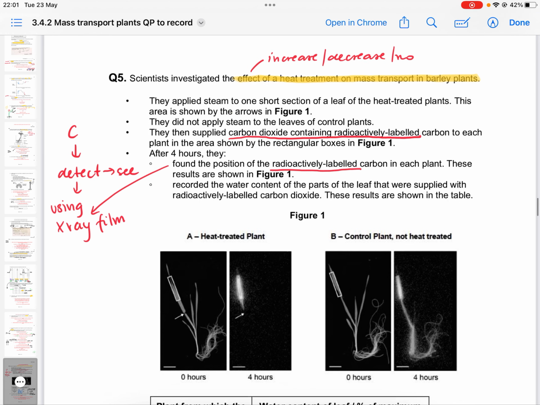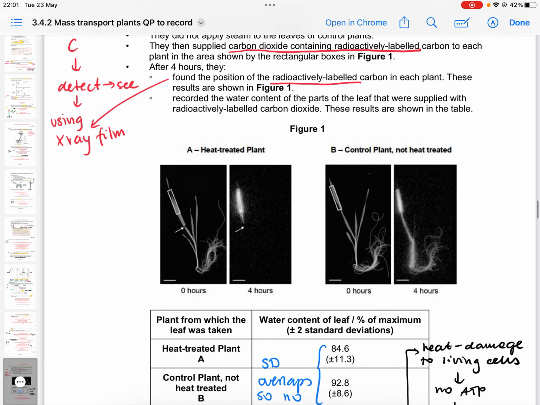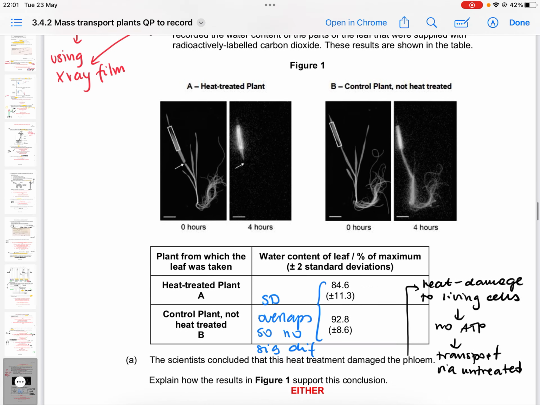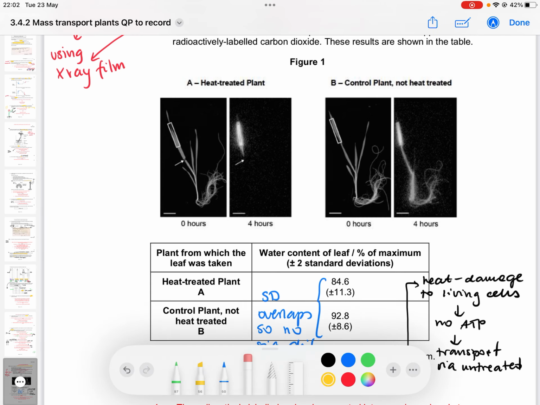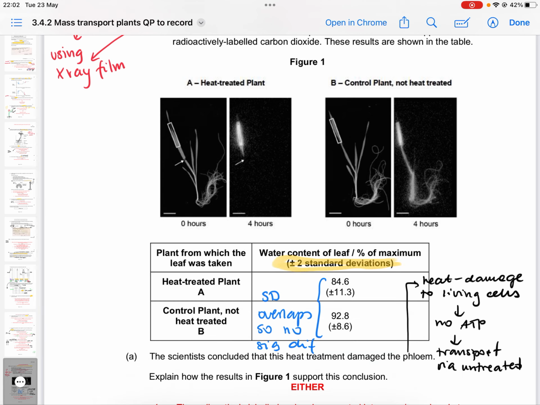So in figure 1, we've got the treatments. We've got treatment A and we've got treatment B. So heat treated in A and not heat treated in B. So if we first of all look at the outcomes of the experiment, and every time you've got standard deviation, you need to refer to it. And in this example, we do have standard deviation. If we look at those values, the standard deviations overlap. So there is no significant difference.